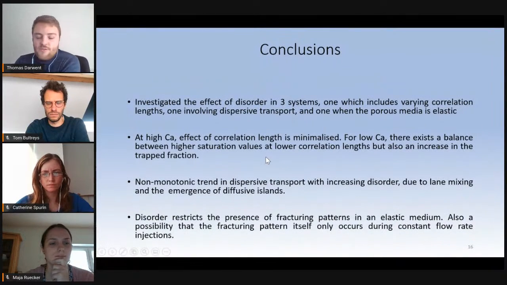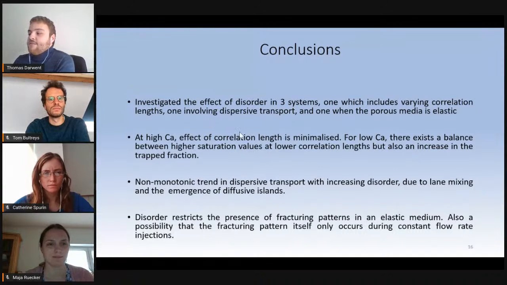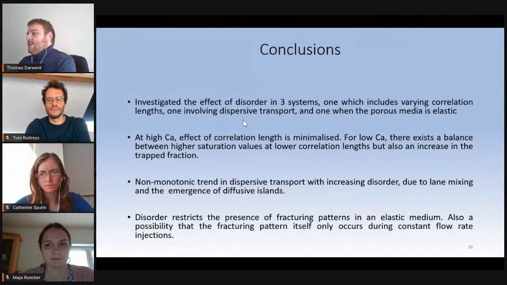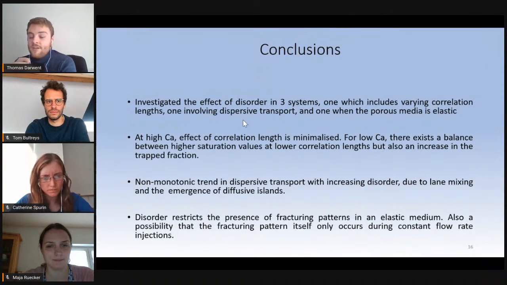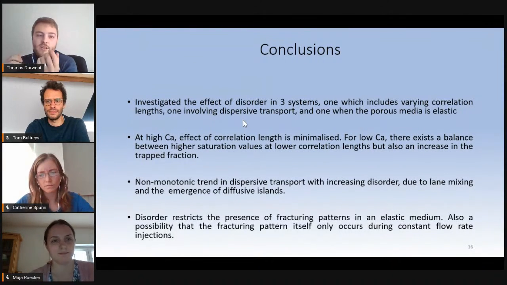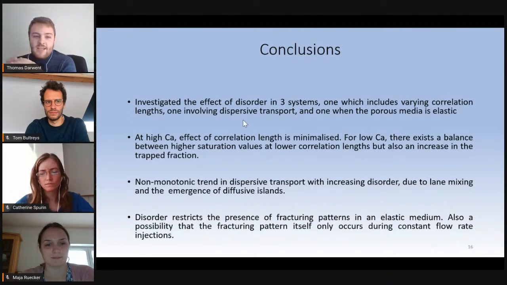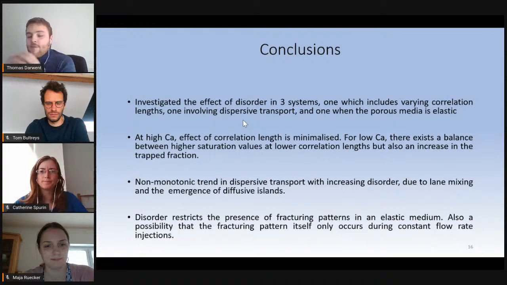So just to conclude, 3 projects. We investigated the effect of disorder in 3 systems. And this can be by correlation length, looking at dispersive transport, and also when the porous media is elastic. What we find for the correlation length is that at high capillary numbers, the effect of the correlation length is minimized, but still in effect. But then at low capillary numbers, it's even more significant, and there's a balance between the amount of saturation and the amount of trapped fraction left behind.